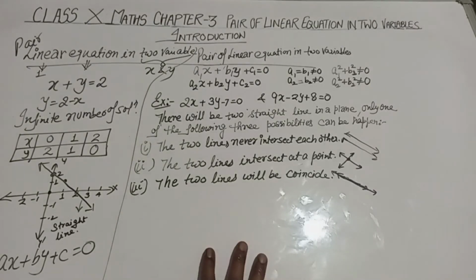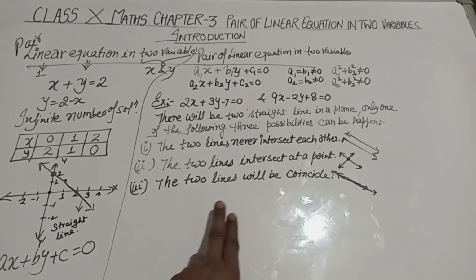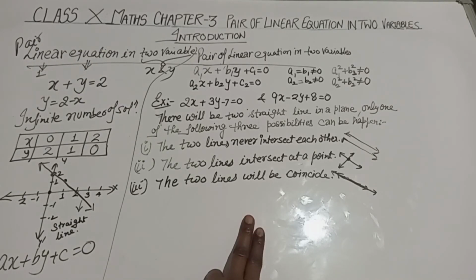These three conditions exist when we plot the graph of a pair of linear equations in two variables. Now we will take an example and discuss how it works. In this video we have discussed what a pair of linear equations is, revised class 9, and what conditions exist when we draw these two lines in a graph.